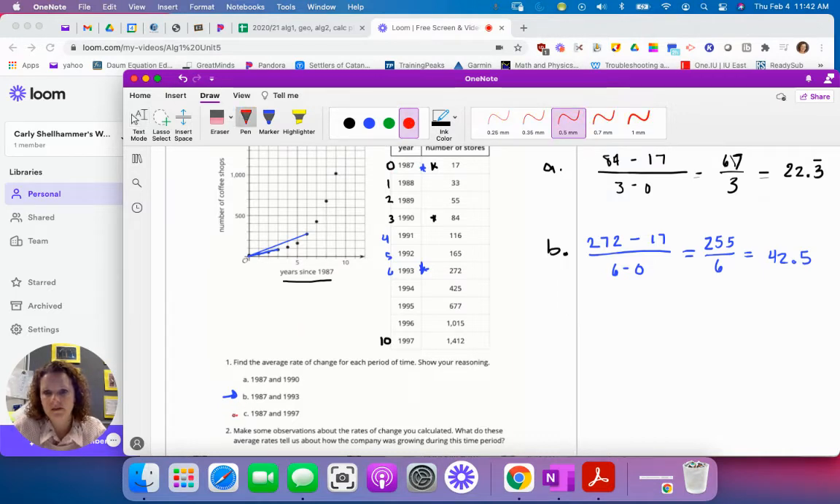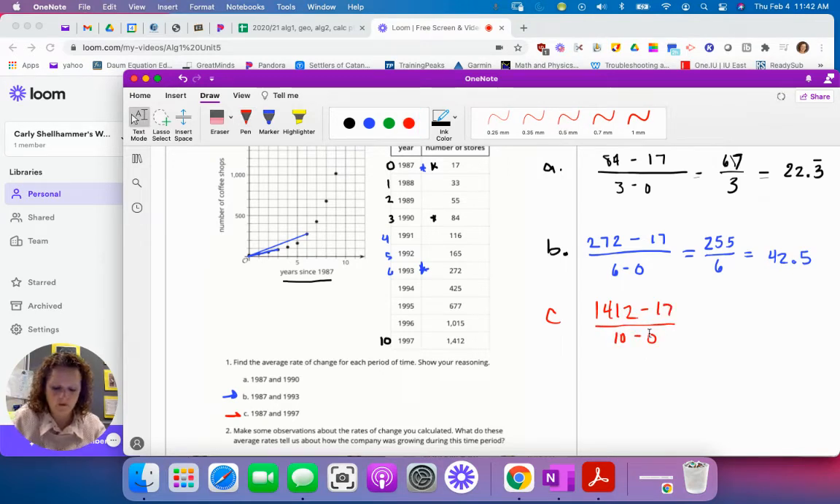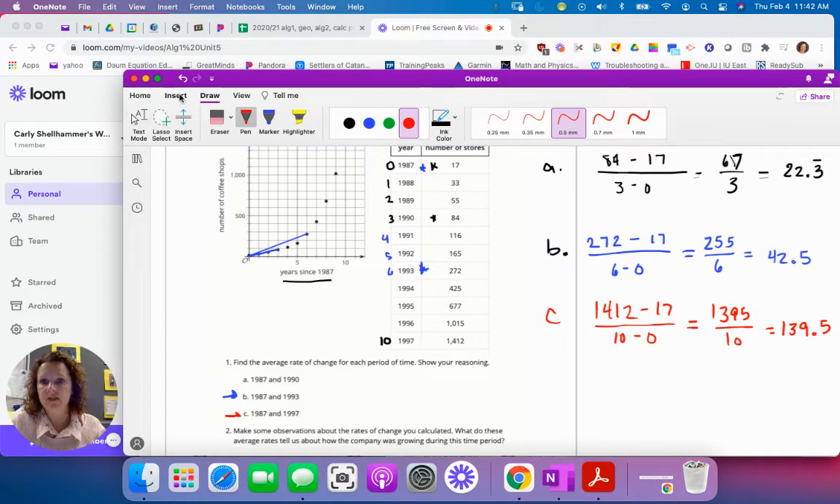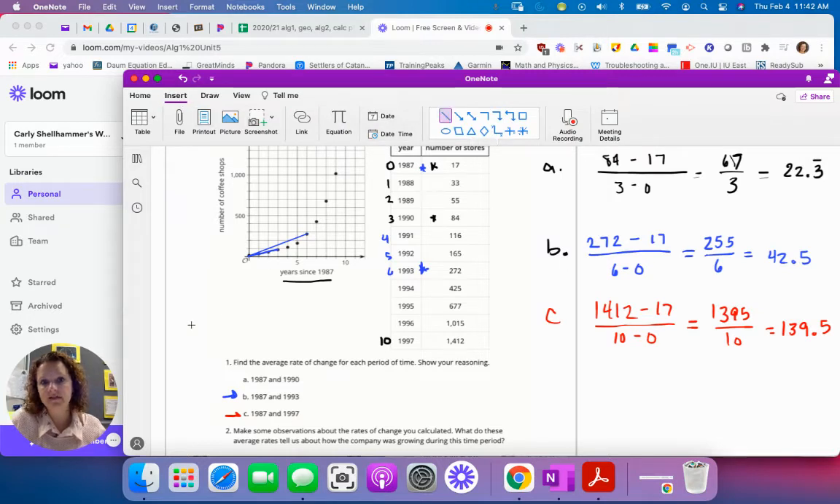Now let's do C. 87 and 97. So 1,412 minus 17 over 10 minus 0. 1412 minus 17, divide by 10. That's a much bigger slope. Our average rate of change has increased even more.